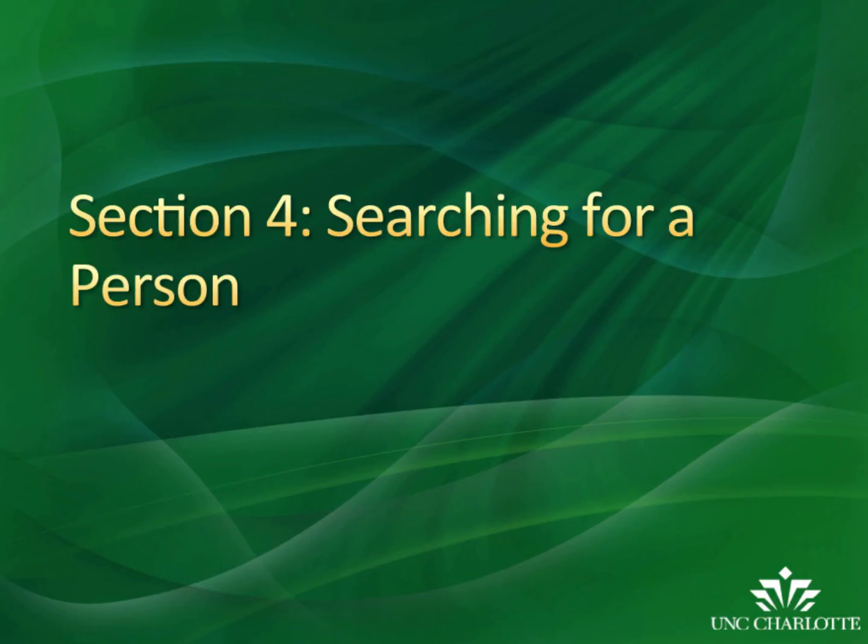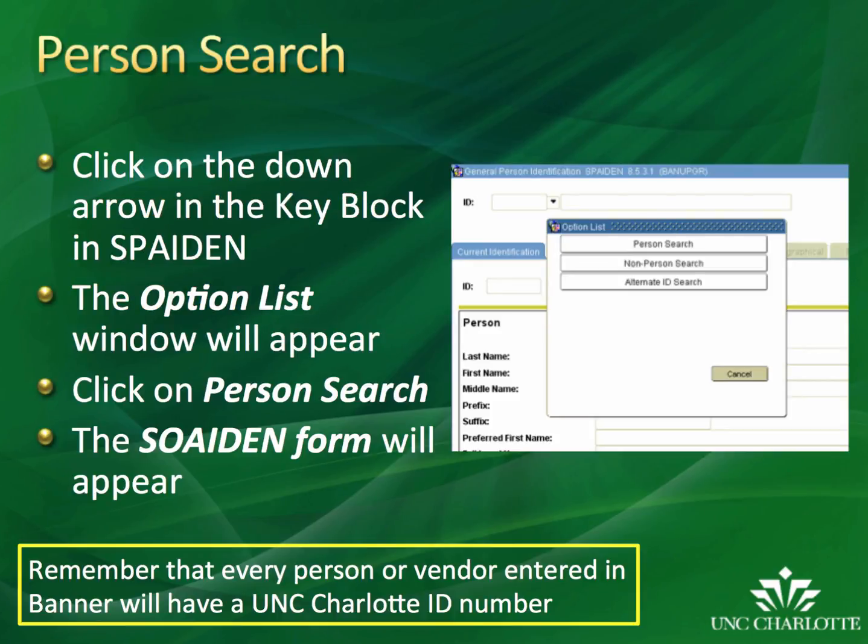We have now identified all the key components of forms, so let's discuss how we can use forms to search for people and other items in Banner. To look up a person, click the down arrow on the key block in SOAIDEN. This causes the option list window to appear. Click on the person search and the SOAIDEN form will appear.